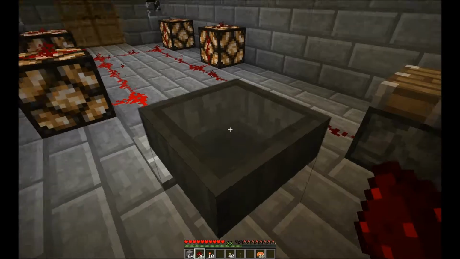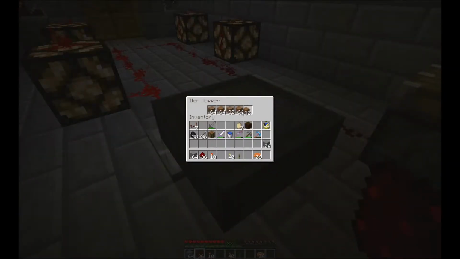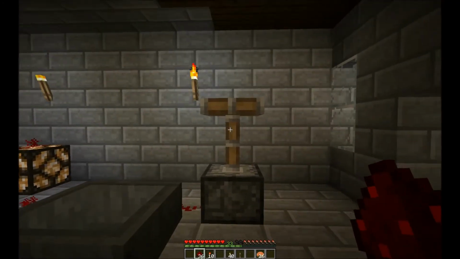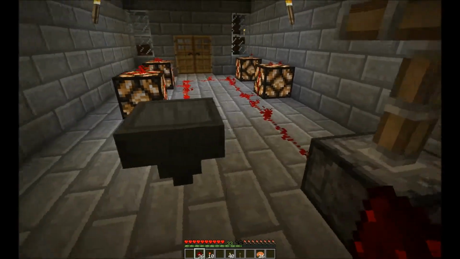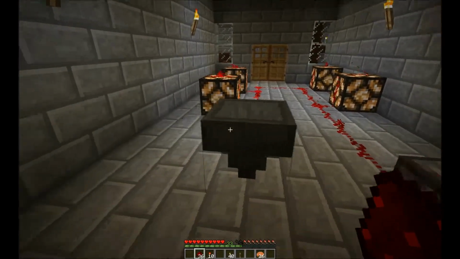If we rearrange them, we've only got 4 stacks worth of dirt, and we really need to fill it up with 5 full stacks in order to power the whole circuit. Okay.